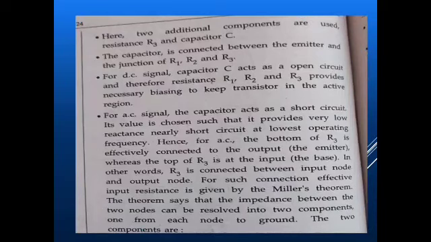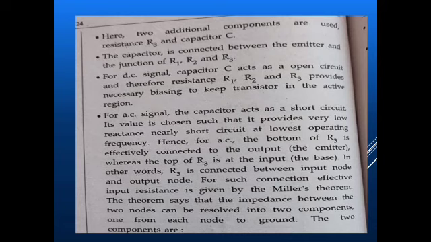Here two additional components are used, the resistor R3 and the capacitor C. The capacitor is connected between the emitter and the junction of R1, R2 and R3, and similarly the resistor is connected between R1 and R2 to the base. Okay, for DC signal, capacitor C acts as an open circuit, and therefore the resistances R1, R2 and R3 provide necessary biasing to keep the transistor in the active region.